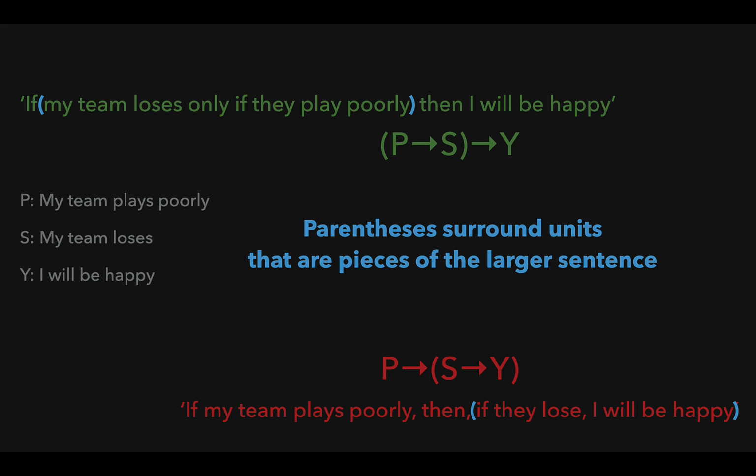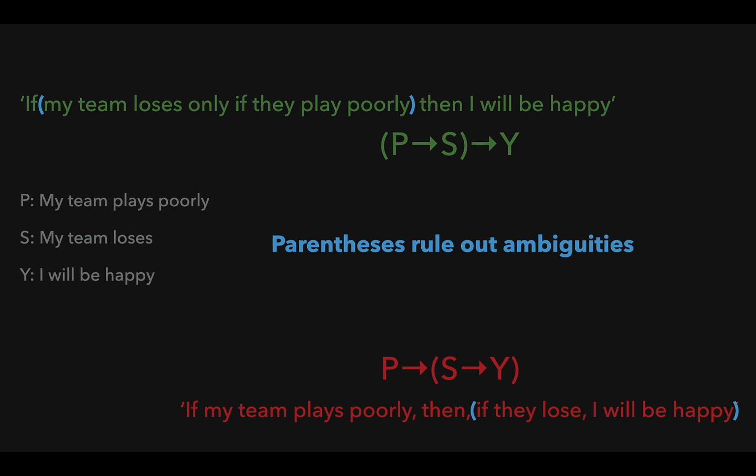So good, we put the parentheses around the P arrow S, that makes them a unit. We put them before the other arrow, and that makes them the antecedent of the bigger sentence. And the same thing with the bottom. We put parentheses around the S arrow Y, that makes them a unit. They come after the other arrow, and that makes them the consequent of that other arrow. And then we have the simple P antecedent. Okay. So we use parentheses to surround units that are pieces of a bigger sentence. And then we get our different symbolizations, which is what we wanted.